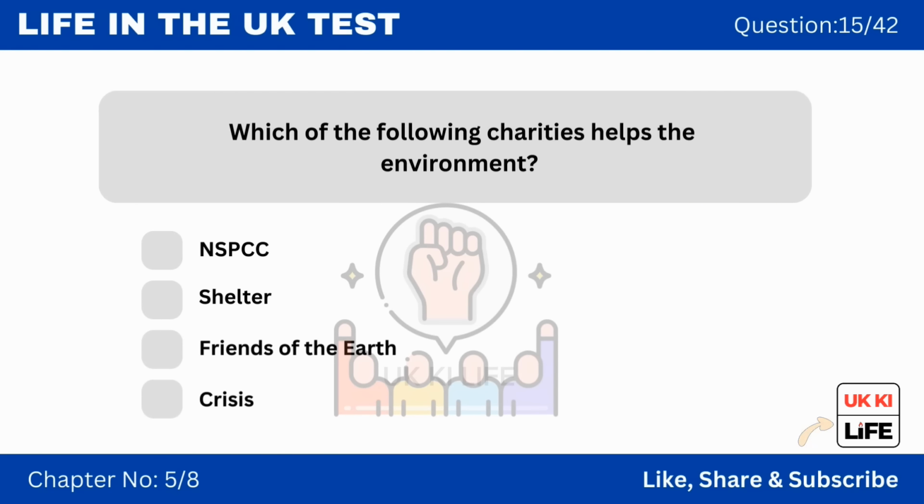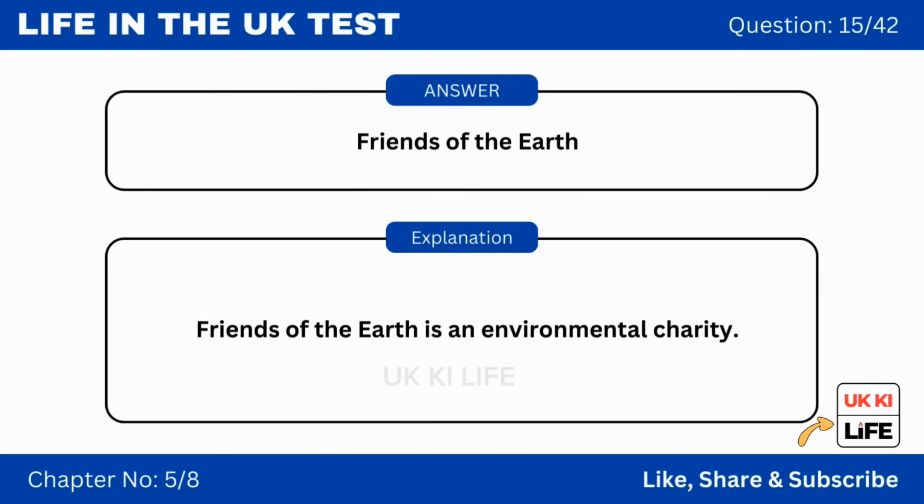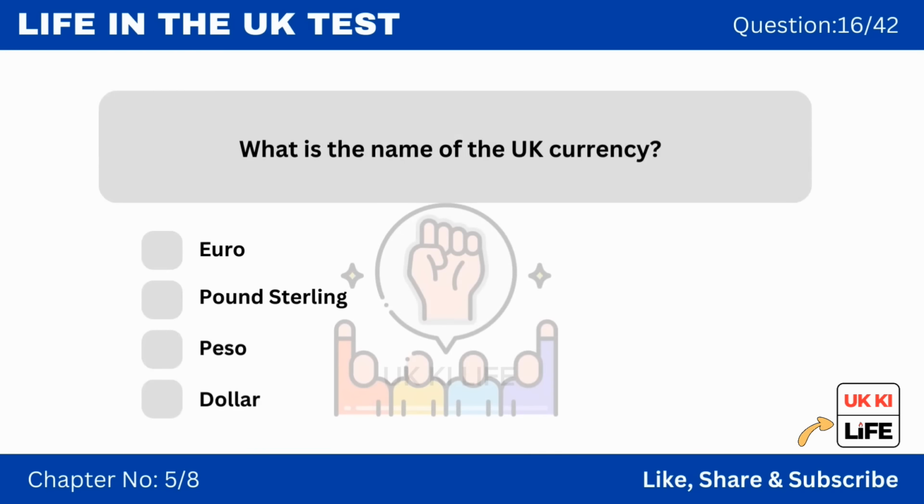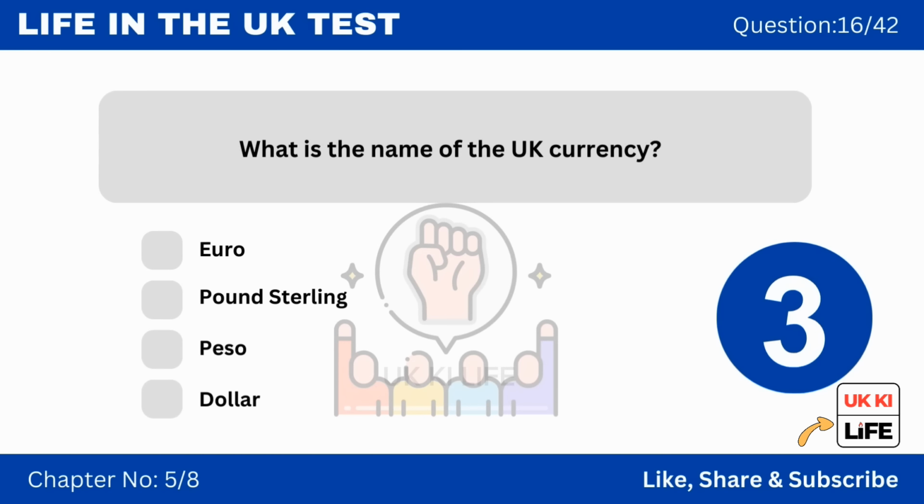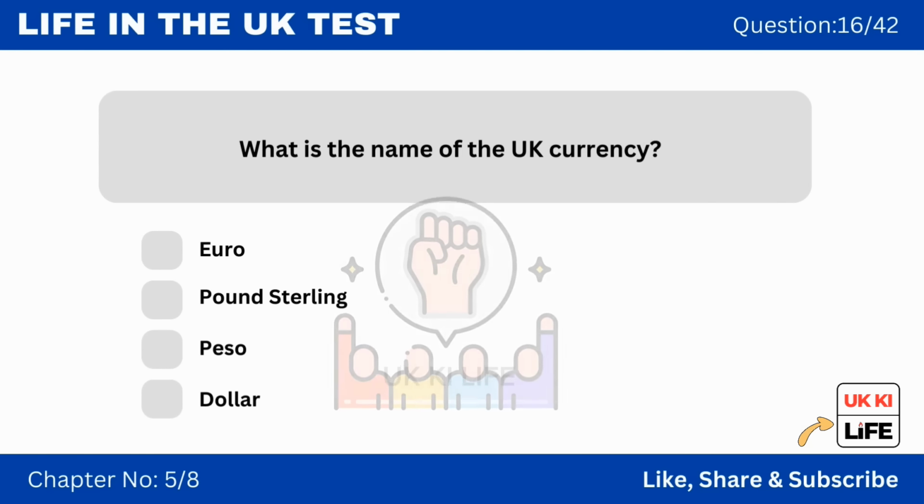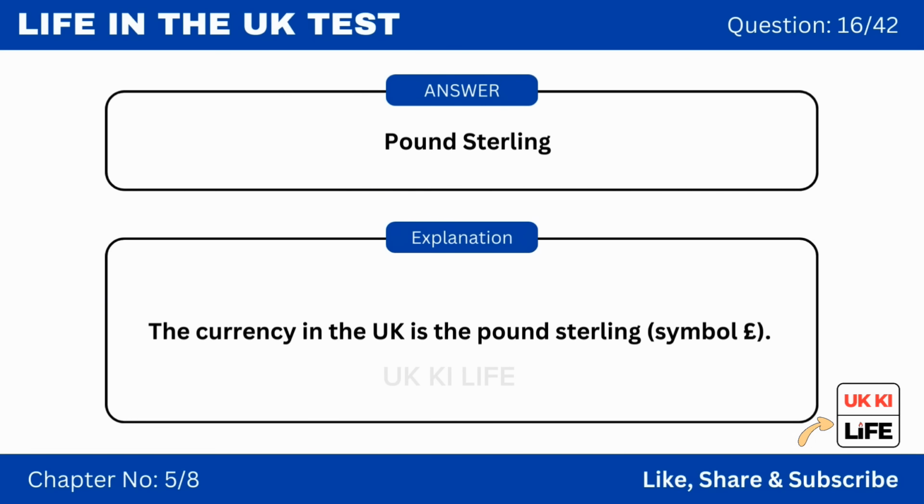The correct option is C. Explanation. Friends of the Earth is an environmental charity. Question 16. What is the name of the UK currency? Euro, Pound sterling, Peso, Dollar. The correct option is B. Explanation. The currency in the UK is the pound sterling, symbol £.